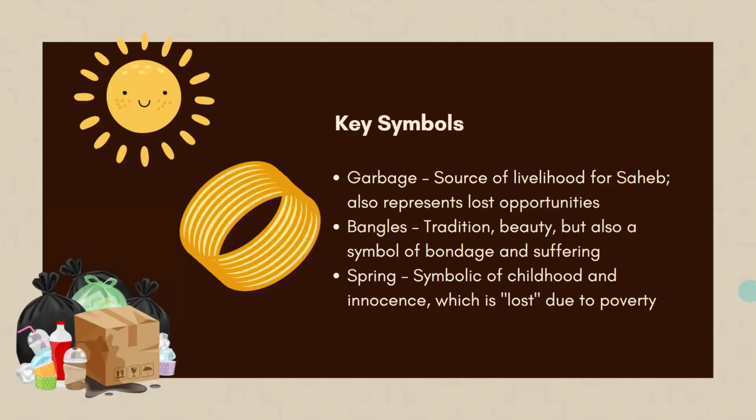The story uses strong symbols to deepen its impact, like garbage, which is the source of Saheb's livelihood. It also represents lost opportunities. Then we have bangles from Mukesh's life. They show tradition and beauty, but are also a symbol of bondage, suffering and poverty. Finally, we have the spring, which symbolizes childhood and innocence, which is lost due to poverty.